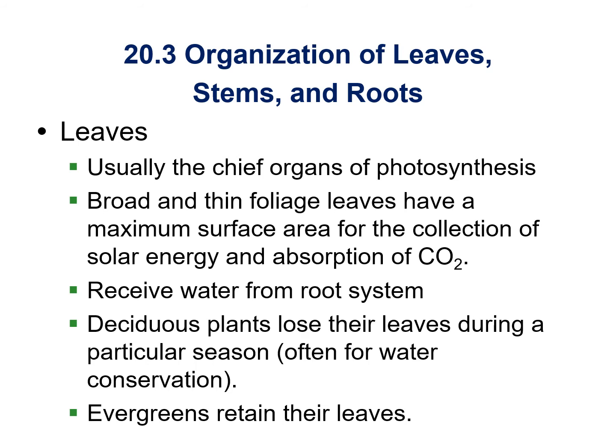So the next big part of the organ system for a plant is going to be the 3 main parts: the shoot parts, which are the leaves and the stems, and then the main part of the root system is just what the roots do.